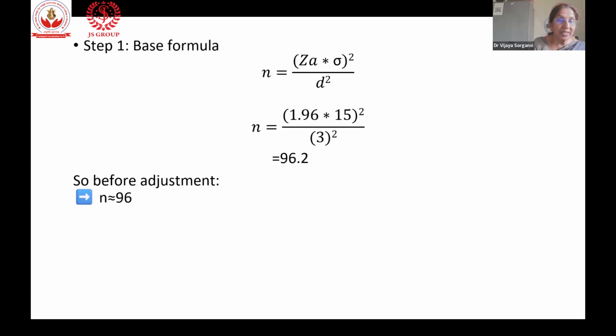So 96 or 97 is the sample size before any adjustment. Okay. I think it is clear. 4 PQ, no, like that, 4 SD square upon D square. The sigma we use to denote the population standard deviation. SD we use to denote the sample standard deviation. Here, the previous study is already published, which means we consider it as a population value. So in the formula, we denote standard deviation by sigma. Okay, so this is how we calculate using mean and standard deviation.